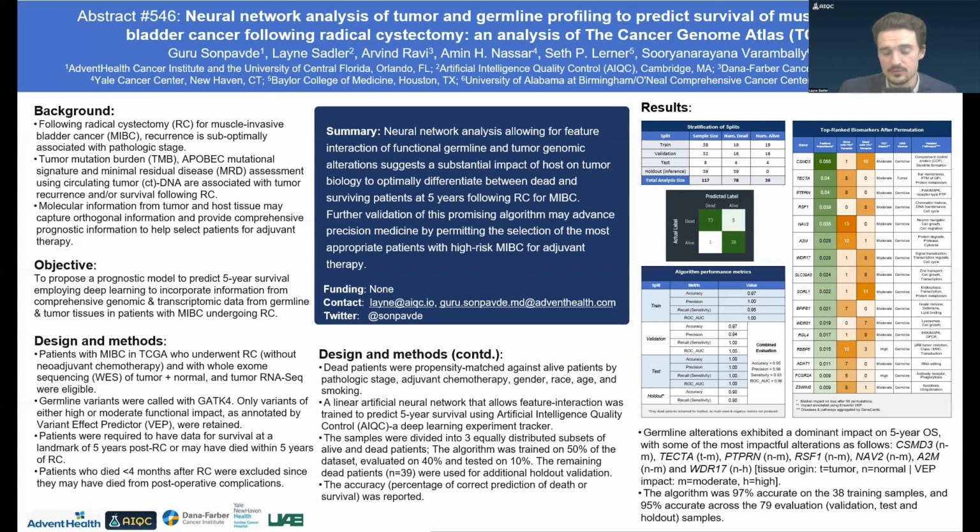Now, when we permute these features and observe the impact that their shuffling has on the model's baseline loss, what we observe is very interesting. 19 of the top 20 features are germline genes. 10 of them are involved in immune system pathways, and 6 of them are involved in cell cycle pathways.